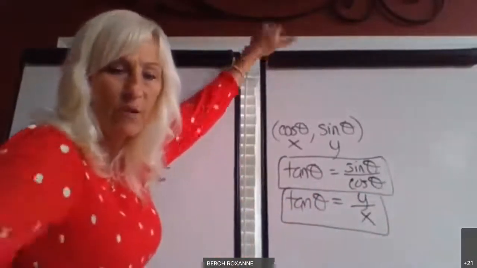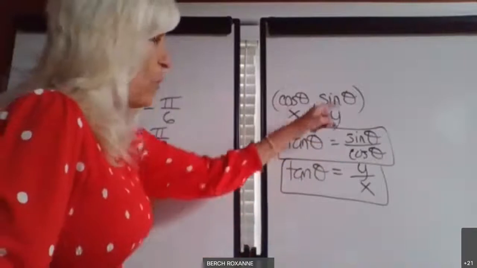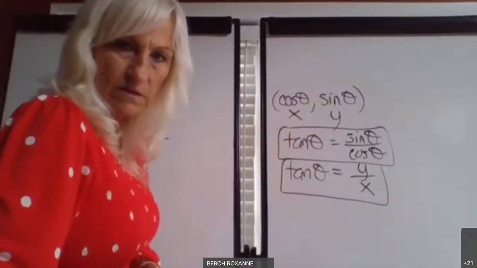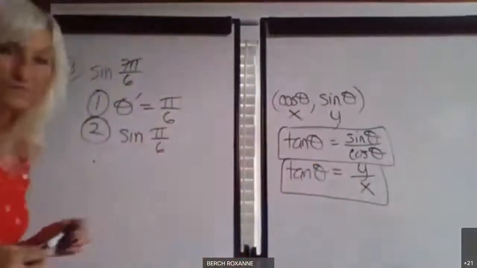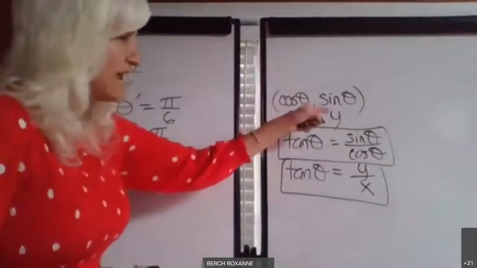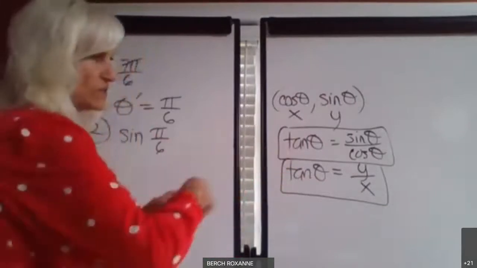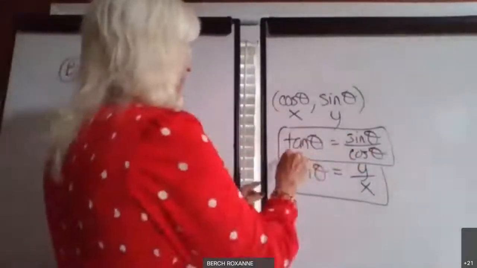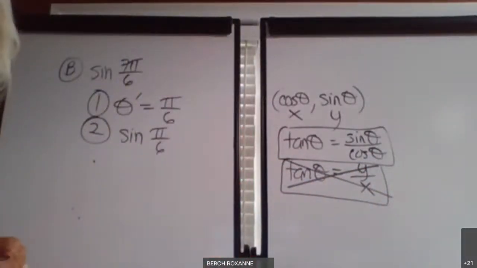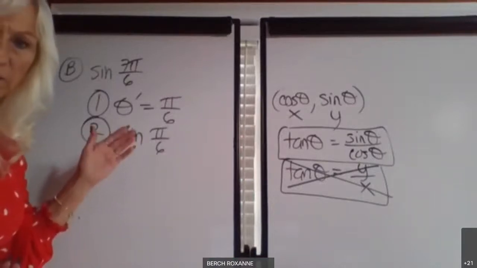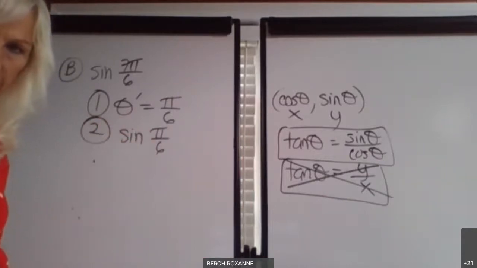So in a little while, you better write this down. When I ask you to find tangent, you're going to have to put y over x. All right, so cosine is x, sine of theta is y, and tangent of theta is y over x. We'll just use that for now. All right, so back to this. This is asking for the y value of the point when you have an angle of pi over 6.